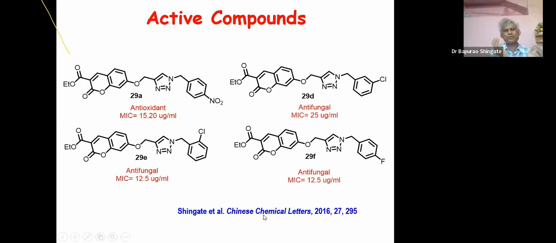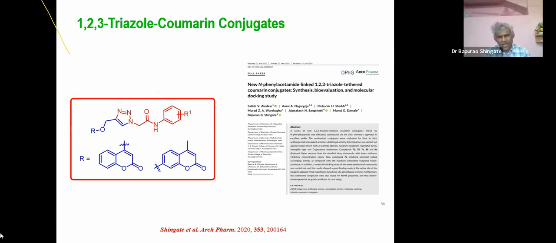Means we have just modified the coumarin part, 2 different types of coumarins, and we have kept the azide part constant. And in our next attempt, see over here, we have kept the coumarin part constant and just changed the azide part, and here we have introduced amide-based terminal azides, which are required to make such type of compounds.